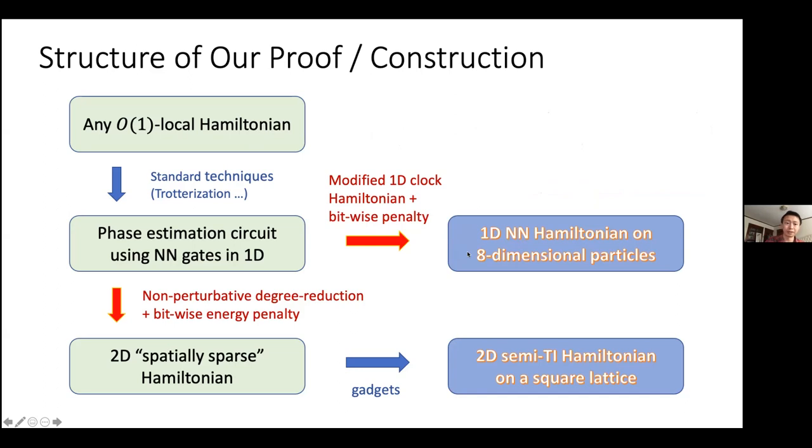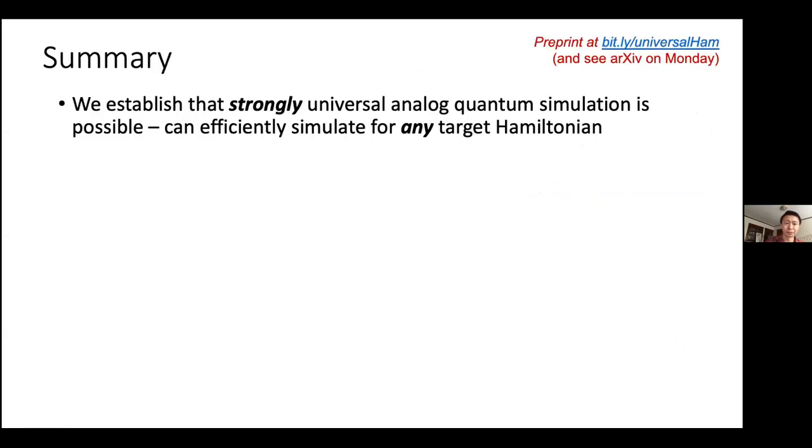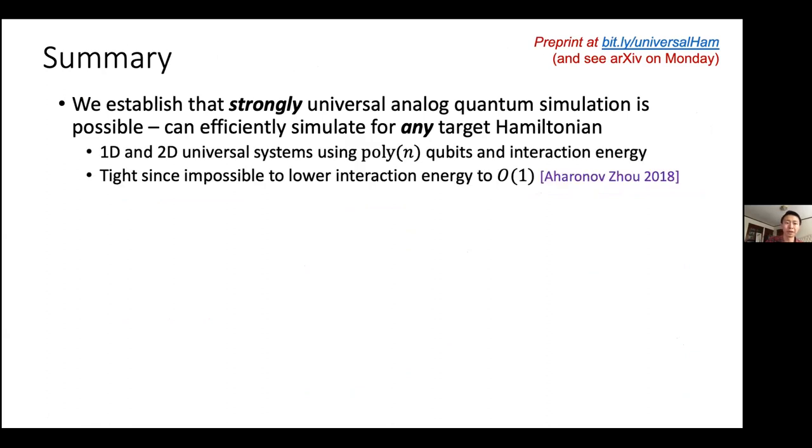So in summary, we've established that strongly universal analog quantum simulation is possible. We can efficiently simulate any target Hamiltonian, not just the ones with the same spatial dimensionality. And in fact, some simple systems like 1D and 2D systems are universal, and they only require poly(n) qubits and interaction energy.